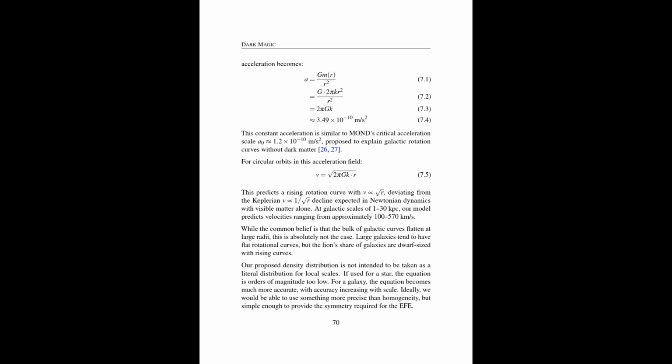Our proposed density distribution is not intended to be taken as a literal distribution for local scales. If used for a star, the equation is orders of magnitude too low. For a galaxy, however, the equation becomes much more accurate, with accuracy increasing with scale. Ideally, we would be able to use something more precise than homogeneity, but simple enough to provide the symmetry required for the Einstein field equations.